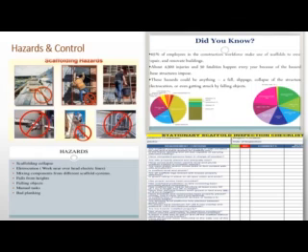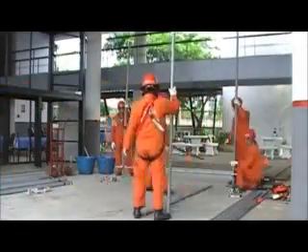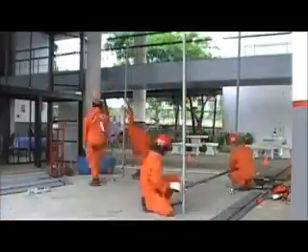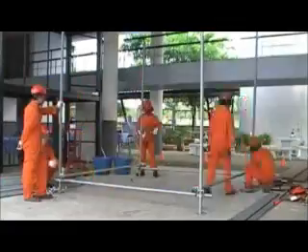Now let us see how the scaffold structure is made. Ensure level and firm base and barricade the area. Choose base plate and seal or sole plate accordingly. Maintain at least 10 feet distance from the electrical hazards.